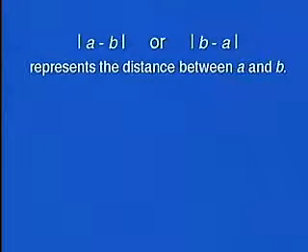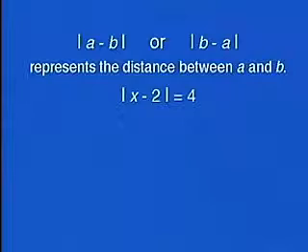Now, let's look at the distance between any 2 points A and B on the number line. These distances are given by either of these two absolute values, the absolute value of A minus B or the absolute value of B minus A. We can use this idea to solve an equation that looks like this. The absolute value of x minus 2 is equal to 4. Now what this is telling us is that the distance between x and 2 is equal to 4.